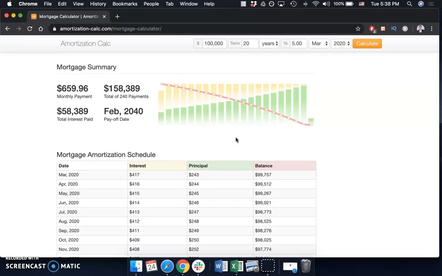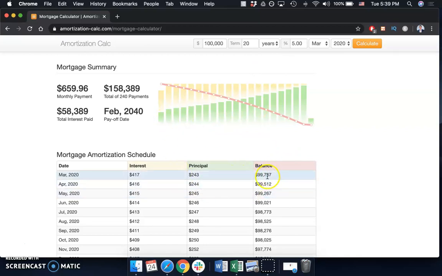So if you want a cool tool to check out exactly how much interest and principal you're going to be paying over time, just go to amortizationcalc.com. You can get this. It's absolutely free. I just pulled this tool up online. You can also make this happen in a spreadsheet if you want to do it yourself.